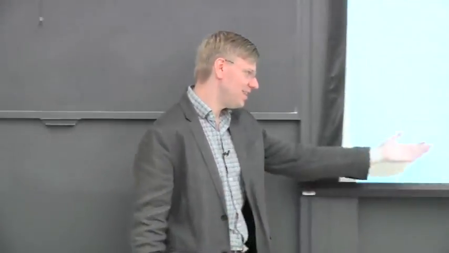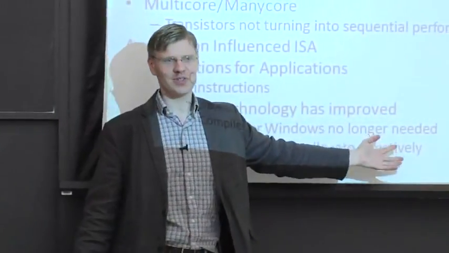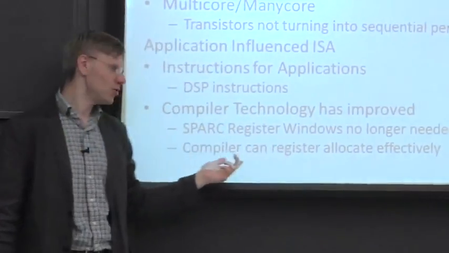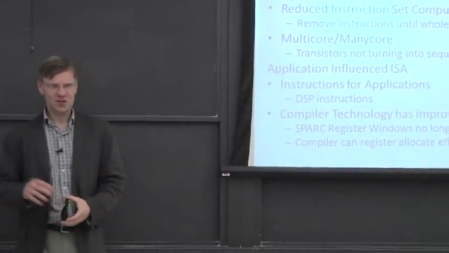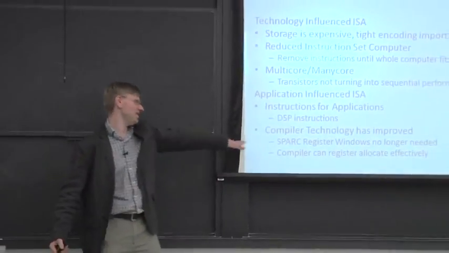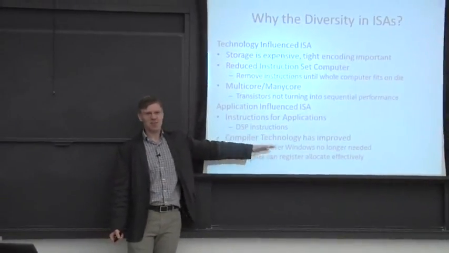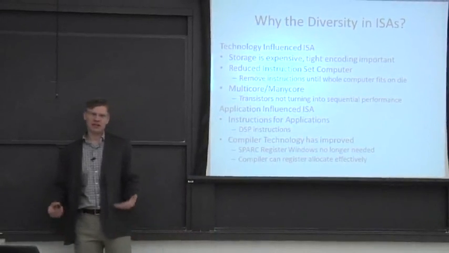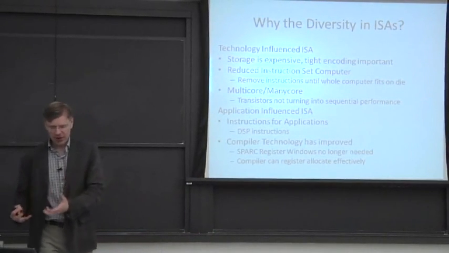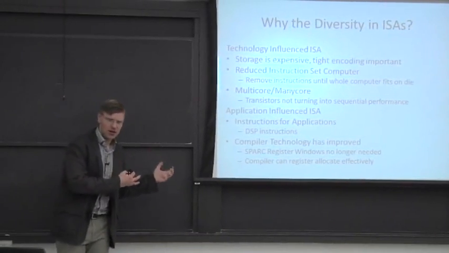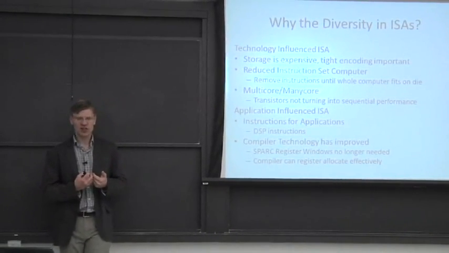But now that we have effective register allocation, we've not seen any other register windowed architectures come along after that. And if you talk to anyone who actually went and implemented a SPARC instruction set architecture microarchitecture, they basically hate register windows. It's like the bane of this architecture. But at the time, compiler technology was not good enough. So applications influence it. Compiler technology influences your instruction set architecture.